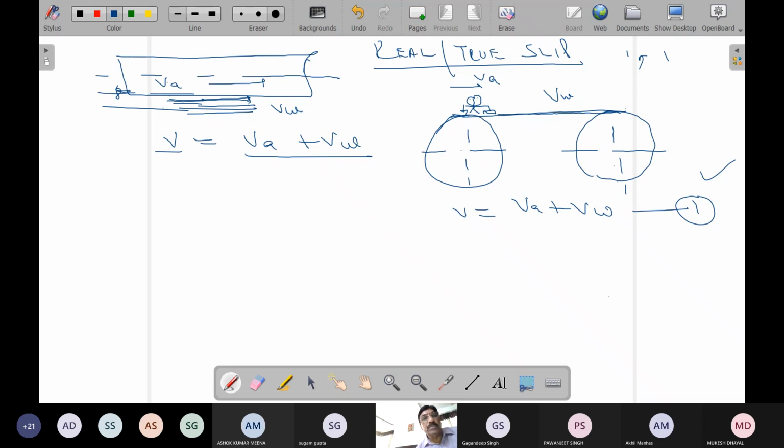Therefore, we have a term which is called true slip. True slip is given by Vt minus Va, not V. Vt minus Va divided by Vt into 100.